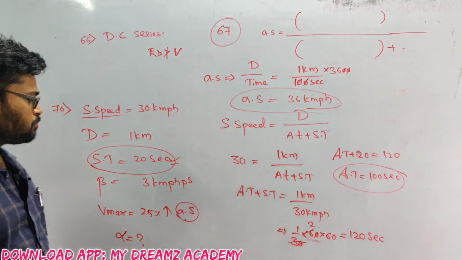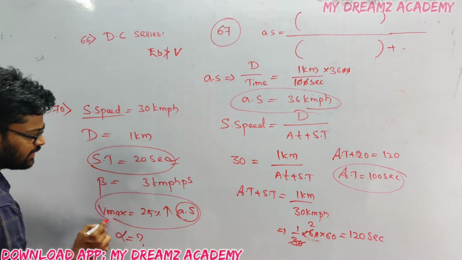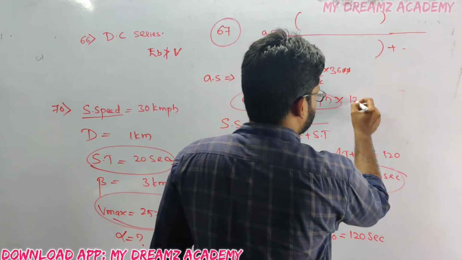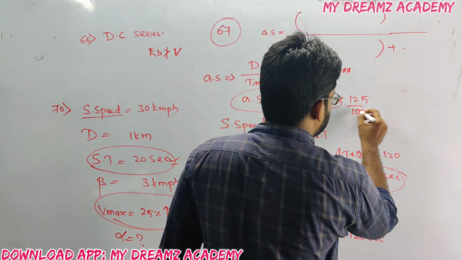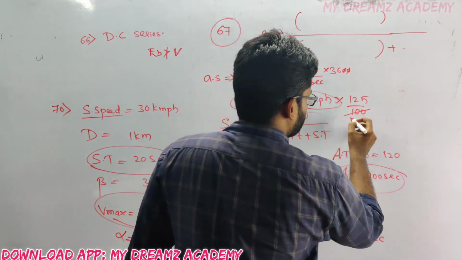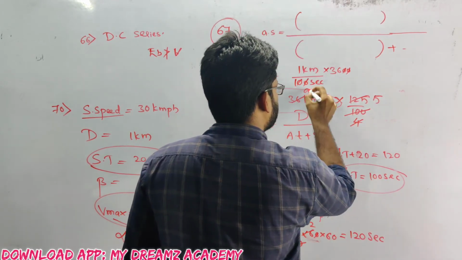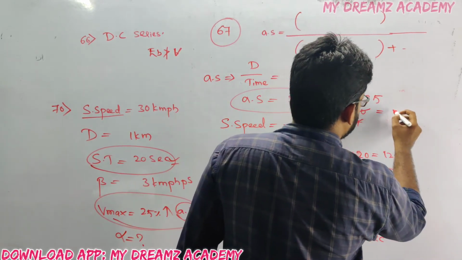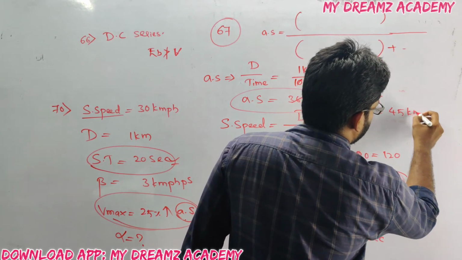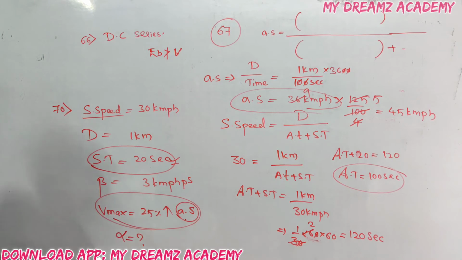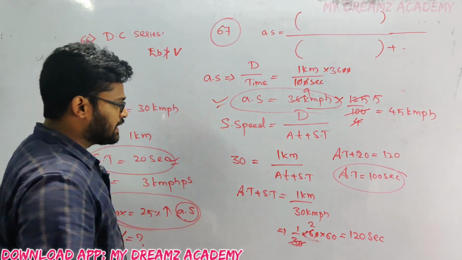But the maximum speed is 25% greater than the actual speed. So multiply with 125 divided by 100. It will give 25 fours are 100, 25 fives are 125, so 4 nines are 36, it will give 5 into 9, 45 kilometer per hour. Now maximum speed also we have calculated. Now we need to calculate alpha value.